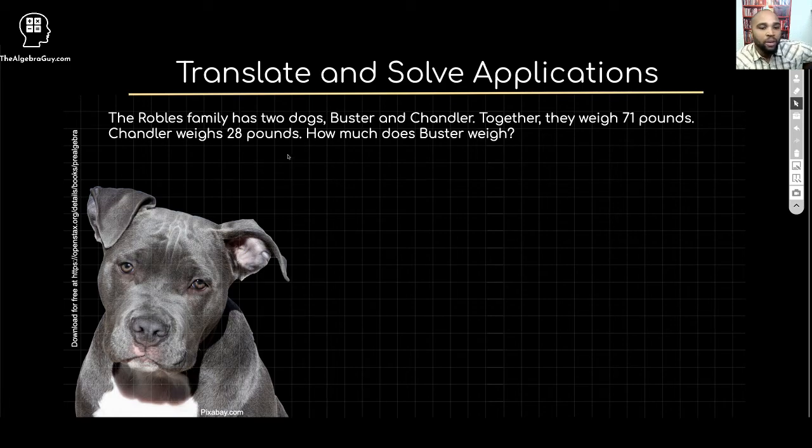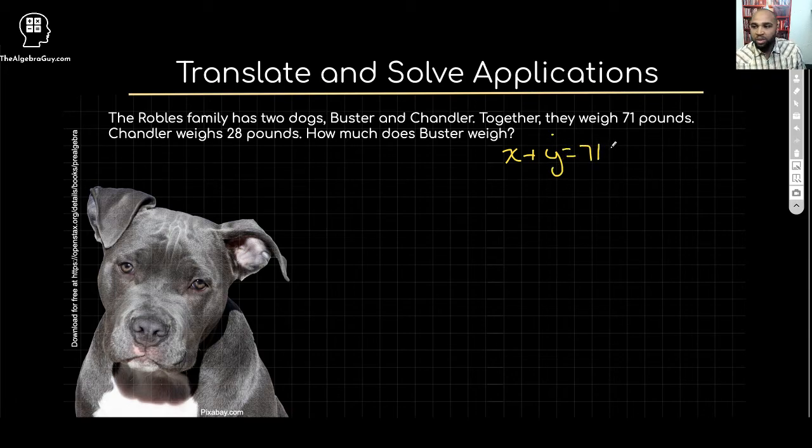The Robles family has 2 dogs, Buster and Chandler. Together they weigh 71 pounds. Chandler weighs 28 pounds. How much does Buster weigh? Well, we know that together they weigh 71. So let's just say x plus y equals 71.